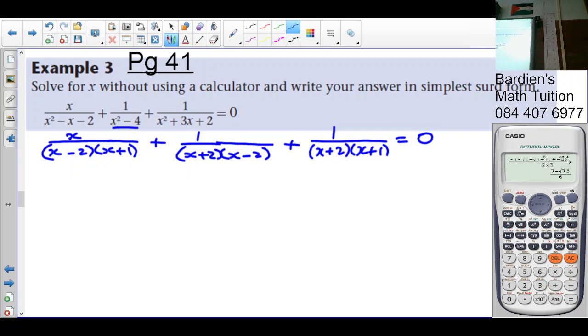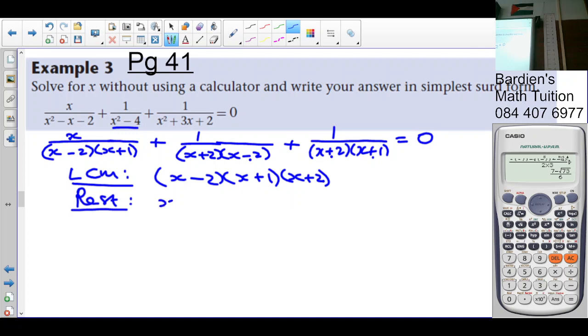What is my LCM here? x minus 2, x plus 1. We always sort out from the first one. We got x minus 2, so it's just x plus 2. I got x plus 2 and I got x plus 1. What's my restriction? For which values can x never be equal to? x can never be equal to 2 coming from the first one. x cannot be equal to negative 1 coming from the second one. Okay. You all agree with that?